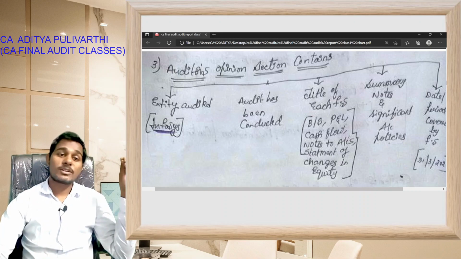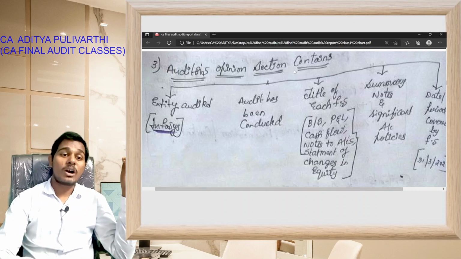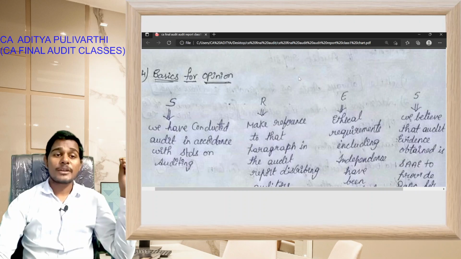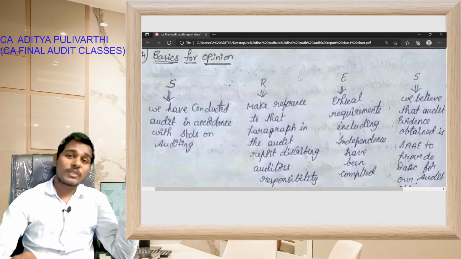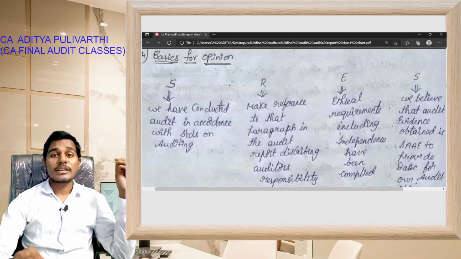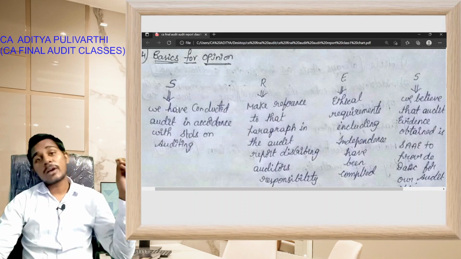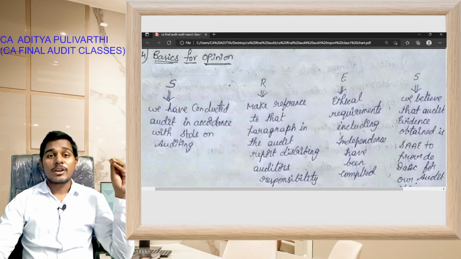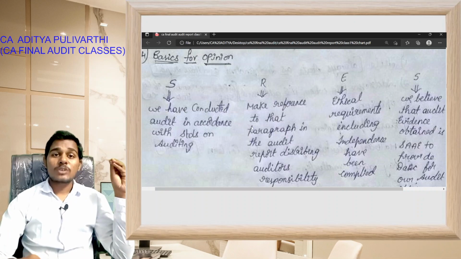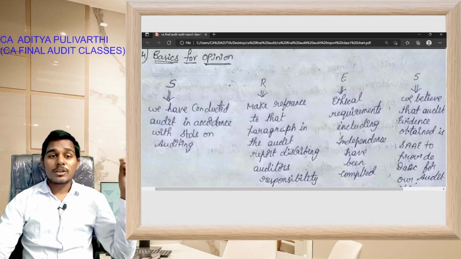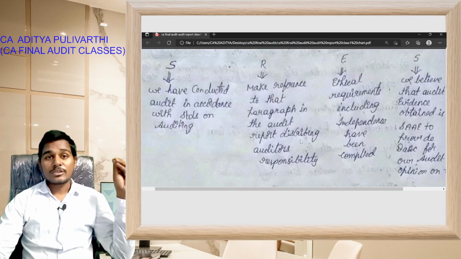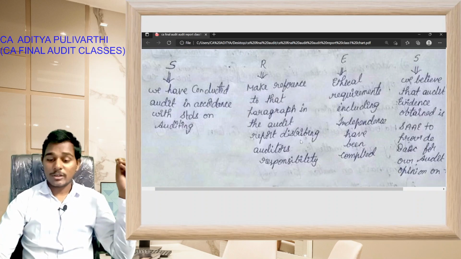We should be providing these five in the auditor's opinion section. Next, the basis for opinion paragraph. In the basis for opinion paragraph, the auditor will specify that we have conducted the audit in accordance with standards on auditing issued under section 143 of the Companies Act 2013, and also make reference to that para in the audit report describing the auditor's responsibility.